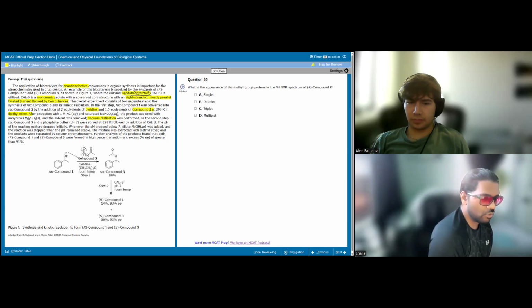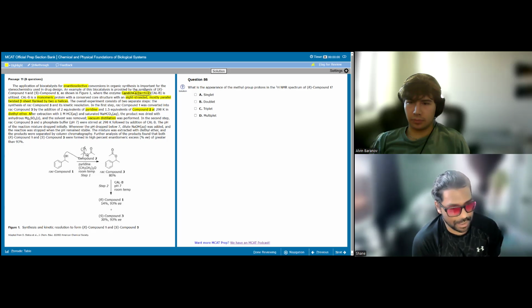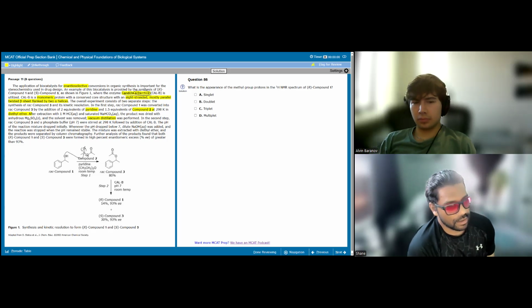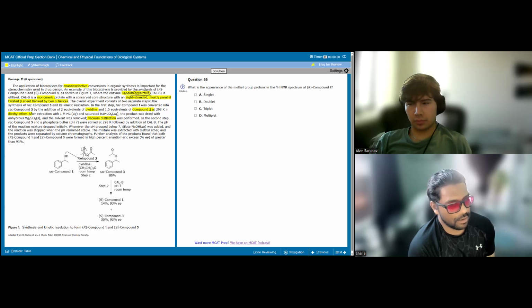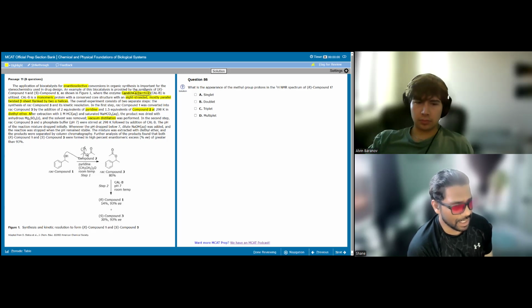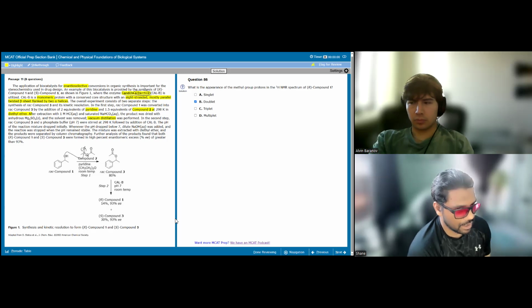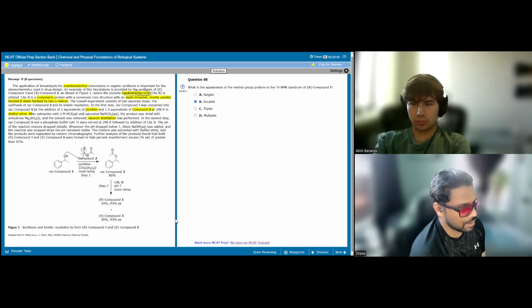All right, pH 7, room temperature, compound 1, and then compound 2. They have the same EE. Wait, both of them have a high percent enantiomeric excess of greater than 93%.